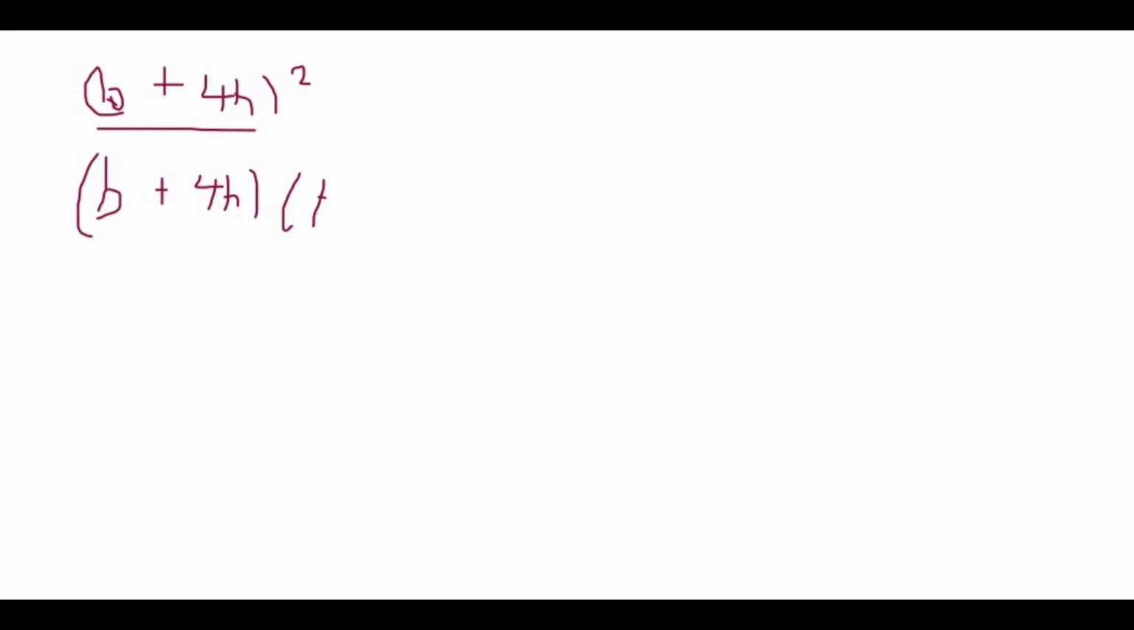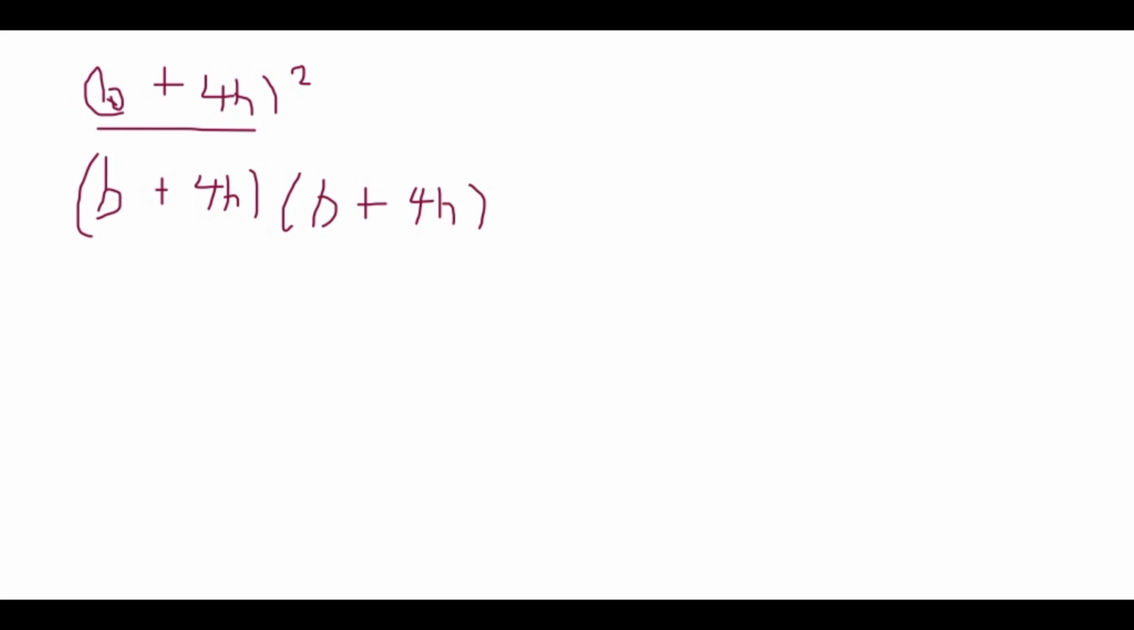Now in a case where we have something like b plus 4h all in brackets squared, please feel free to pause the video and try out this example. So what this basically means is that b plus 4h is going to appear twice in separate brackets. So we have b plus 4h in one bracket, and we'll have b plus 4h in another bracket.